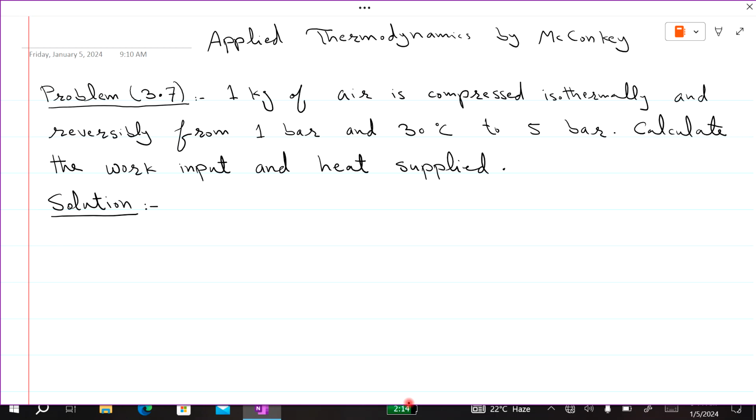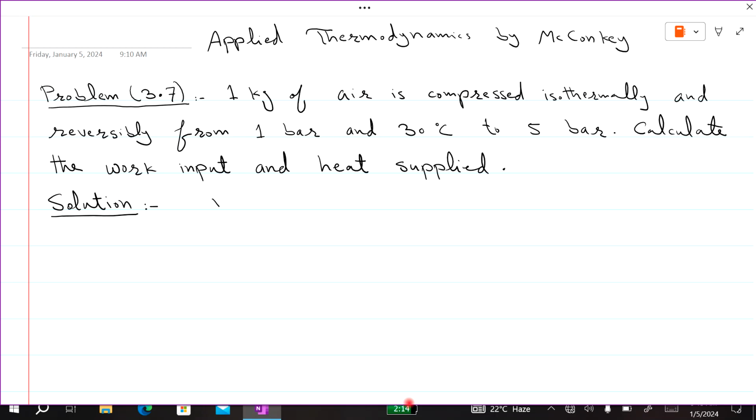In this lecture, we are solving problem 3.7. The statement is: 1 kilogram of air is compressed isothermally and reversibly from 1 bar and 30 degrees centigrade to 5 bar. Calculate the work input and heat supplied. First, we write the given data.